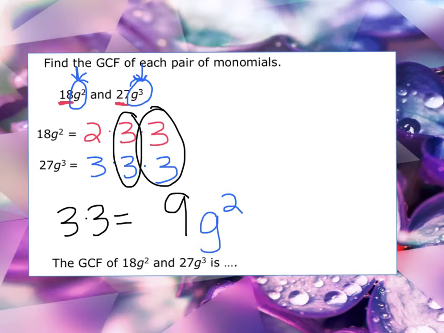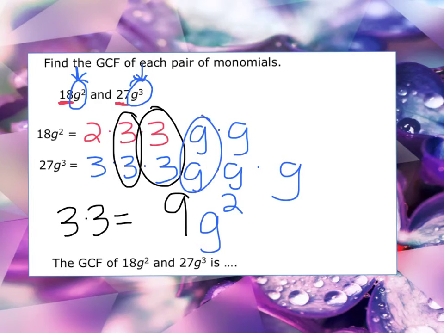And if you go ahead and list that out, if you did g times g up top and then g 3 times at the bottom, you'll notice that they have 2 g's in common. So our GCF for these two monomials is 9g squared.